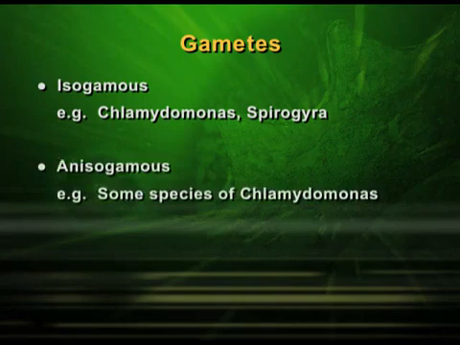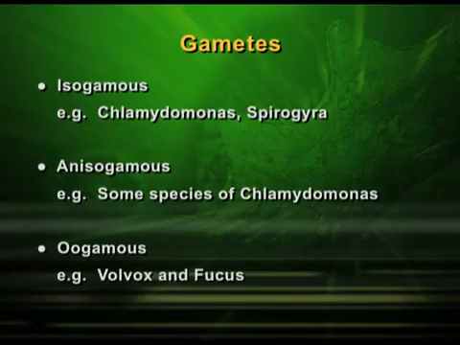Anisogamous, as the term indicates, means the gametes are not identical, they do not look alike, they are not similar in size or shape, and still they will fuse and make the new individual. Oogamous is a situation where one gamete is very big in size and non-motile, and the other gamete is very small in size but motile, and they fuse, undergo sexual reproduction and produce the new individual.